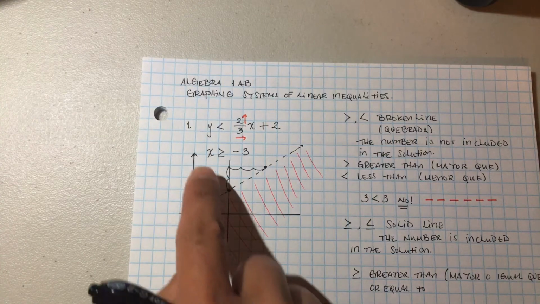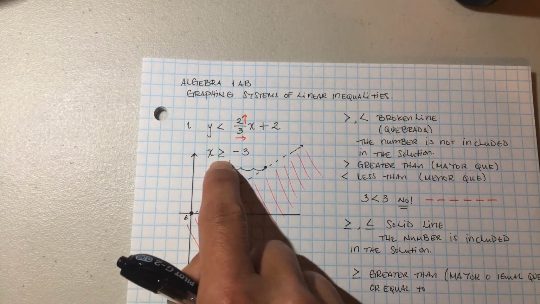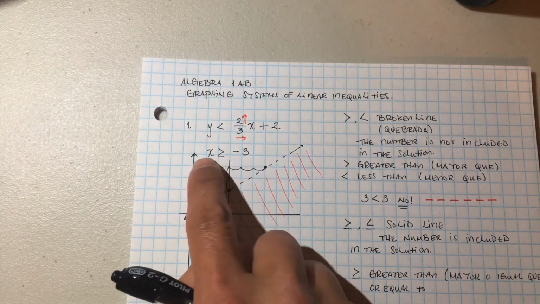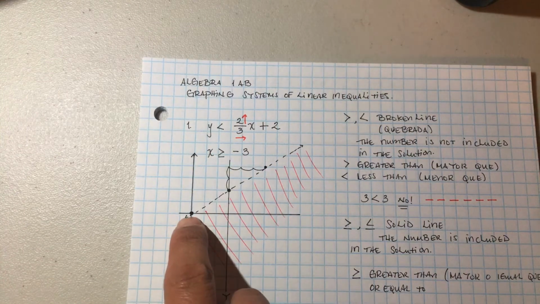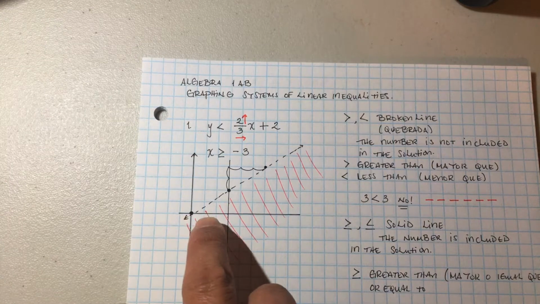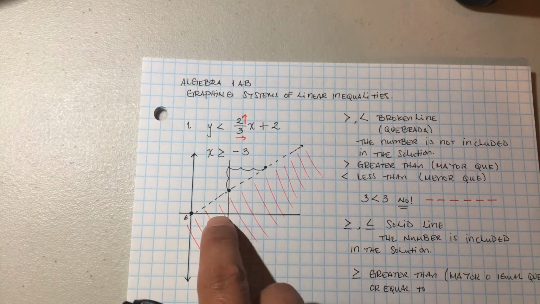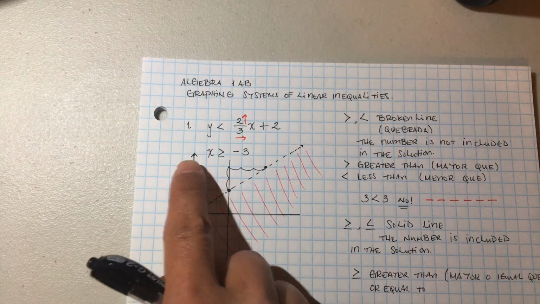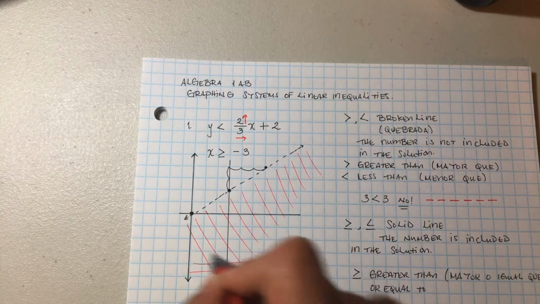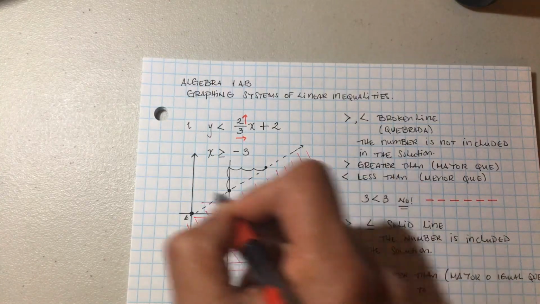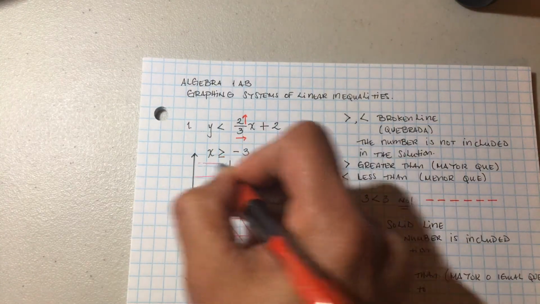Okay, so what do we do? What x value is greater than or equal to negative 3? ¿Cuál valor de la x es mayor o igual que negativo 3? Aquí está negativo 3. Mayores son negativo 2, negativo 1, 0, los positivos. Everything to the right is going to be a solution. So we're going to do this. Everything to the right.